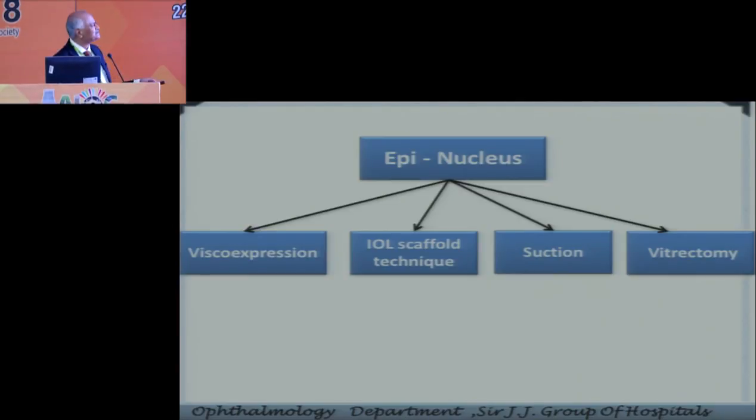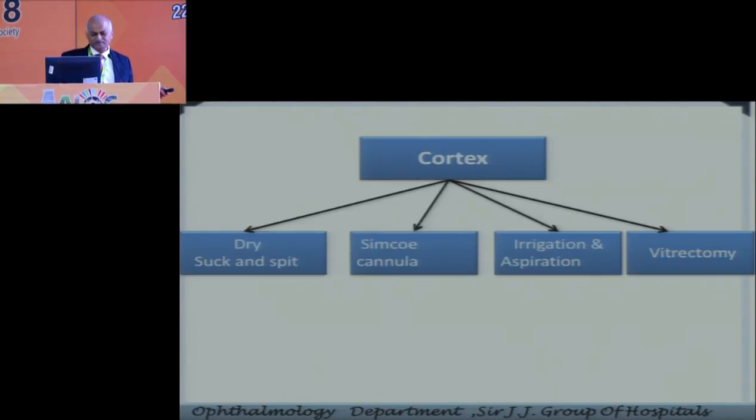Now the epinucleus can be managed by the visco or IOL scaffold, suction or vitrectomy. So 4 techniques can be used when there is only the epinucleus. When the cortex is there, you can use dry suck and spit, Simcoe cannula, irrigation aspiration or vitrectomy. You can use these 4 techniques for the cortex after PC tear.